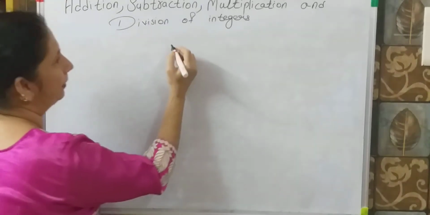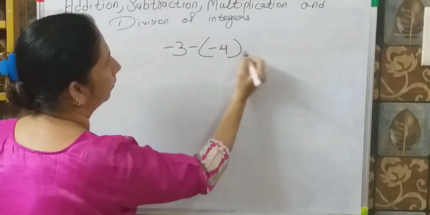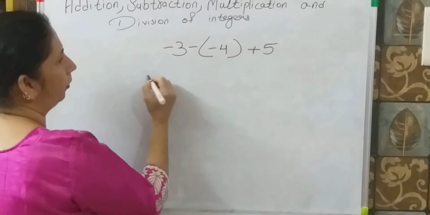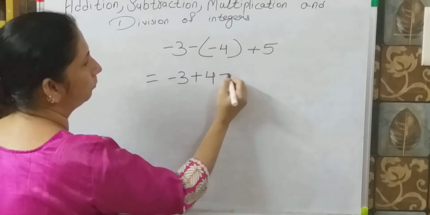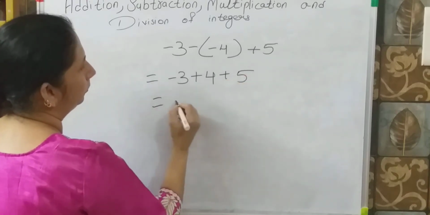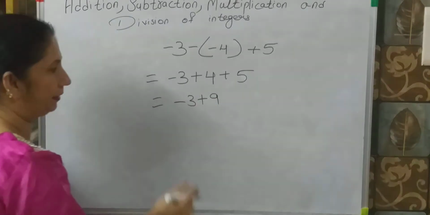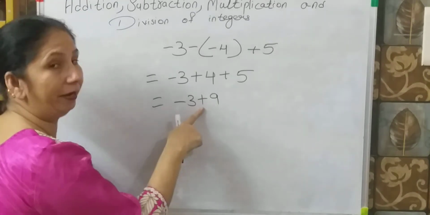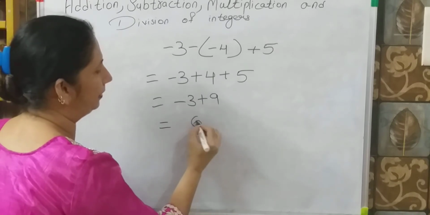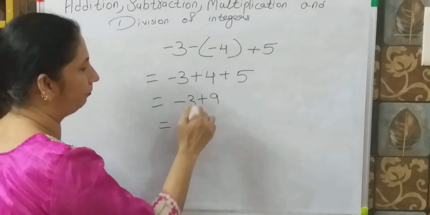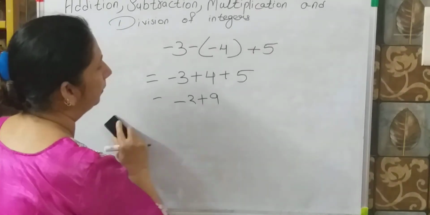Suppose I am doing an example sum. Minus 3 minus 4 plus 5. Now again here minus 3, minus will convert into plus 4, and then plus 5. So minus 3, 4 plus 5 is 9, plus 9. Now minus 3 plus 9. We have a negative sign and a positive sign. Whenever we have a negative and positive sign, we do subtraction. So 9 minus 3 is 6. With the bigger number we have a positive sign. So we will write plus 6. So in this way we apply the sign.